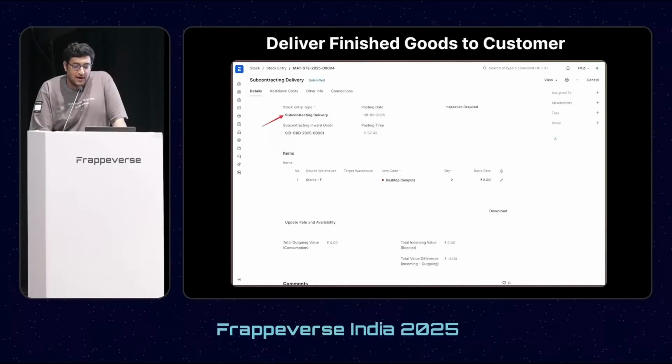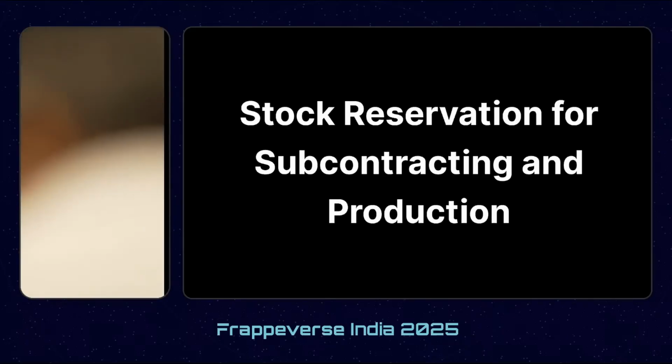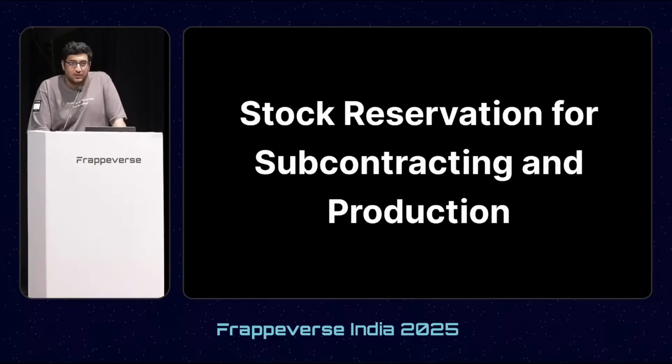That was subcontracting inward. There's one more stock and manufacturing feature that I would like to talk about: stock reservation for subcontracting and production. Previously in ERPNext v15, we had the stock reservation feature for sales orders, where you can commit some stock to a particular sales order to ensure that you don't use this committed stock against another transaction. Now we have extended that functionality to subcontracting orders as well as the production plan.